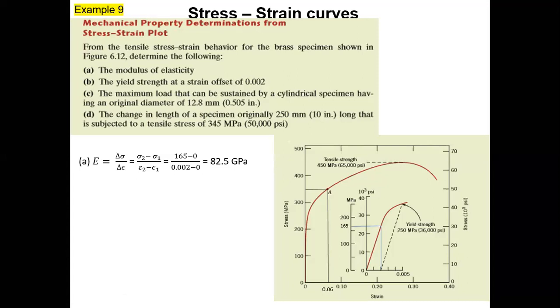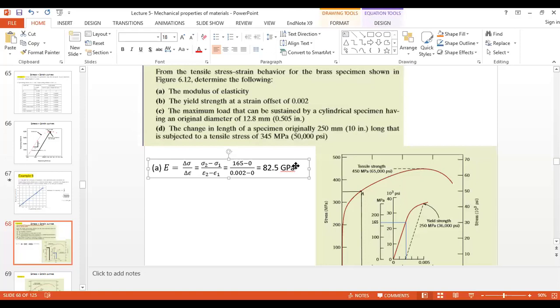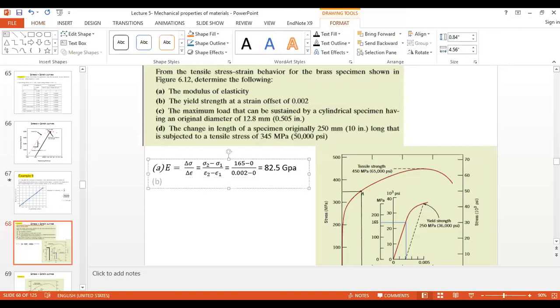For part B, the offset yield strength, that means you put a parallel line to this linear part across the point 0.002 strain. Many of you identified it correctly because it's already given, it is 250. So the second answer is: yield strength is 250 megapascal. Okay.